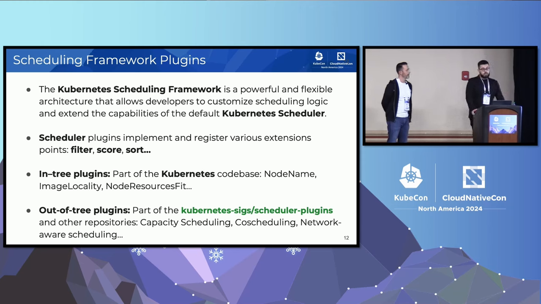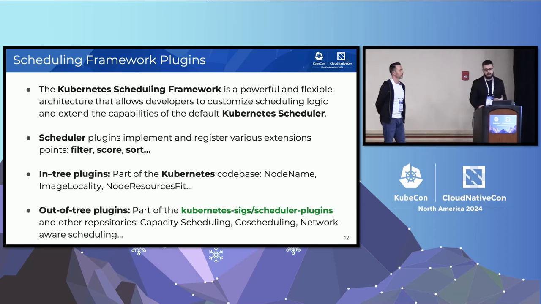Besides that, there are out-of-tree plugins. Out-of-tree plugins are plugins which live outside of the Kubernetes code base. So those are plugins built using the scheduling framework. The most popular repo is the Kubernetes SIG scheduler plugins, which contains the capacity scheduling plugin. You have co-scheduling for all or nothing scheduling. You have plugins for network-aware scheduling, power efficiency-aware scheduling. So you could use that to customize your strategy literally based on how you want it to work.